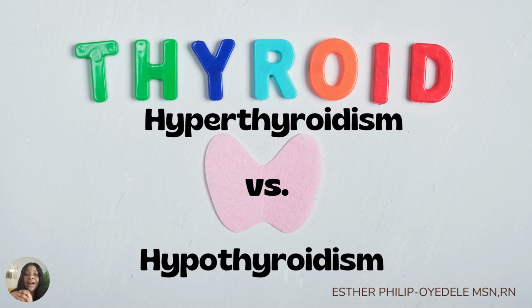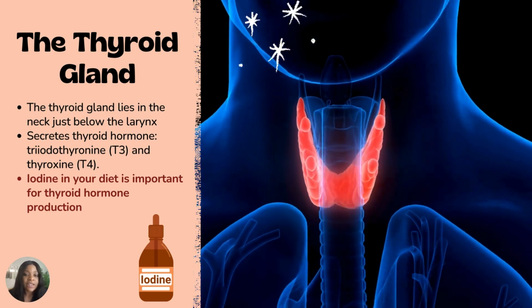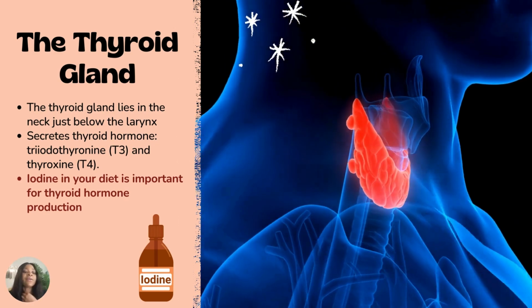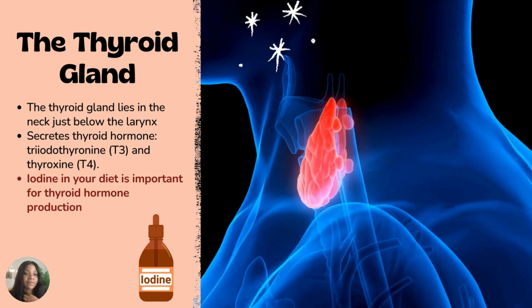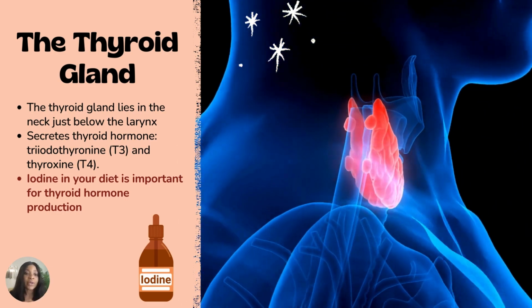So in our endocrine system disorders, we're going to be looking at thyroid disorders in this video. We're going to be looking at hyperthyroidism versus hypothyroidism. What I want us to see in this video is the thyroid gland. It sits around the neck area right here. It looks butterfly shaped and it is just below your larynx, which is your voice box.